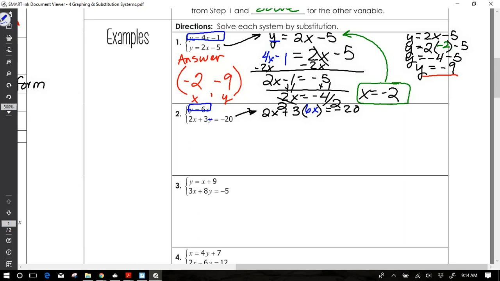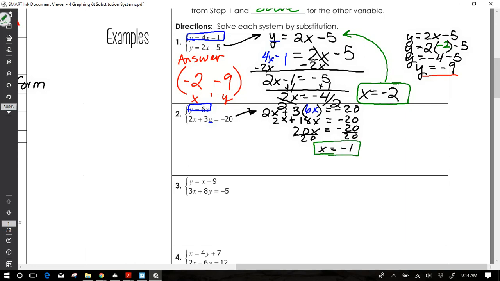Okay, my alignment is a little bit off. Okay, so now I'm ready to solve this like normal. 3 times 6x is 18x. And then 2x plus 18x is 20x. And then negative 20 divided by 20, I get x equals negative 1. X equals negative 1.